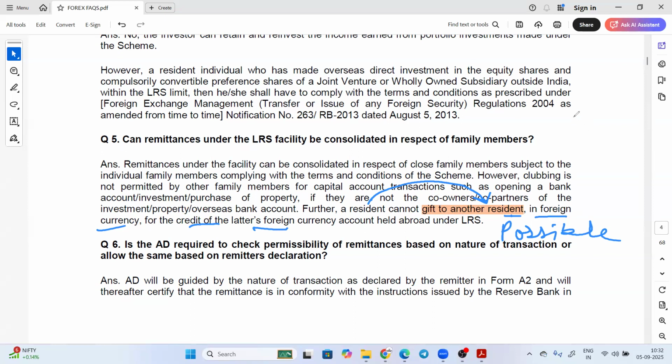It may be possible if there are loopholes in the system, but that is not correct as per the rules and regulations. Once they are caught, a heavy penalty will be applicable on this type of transaction. So here you have to remember that consolidation, meaning clubbing, can be done only with close family members.